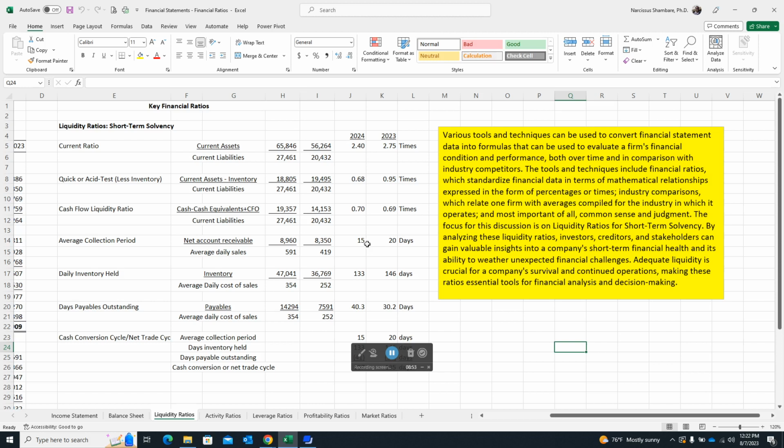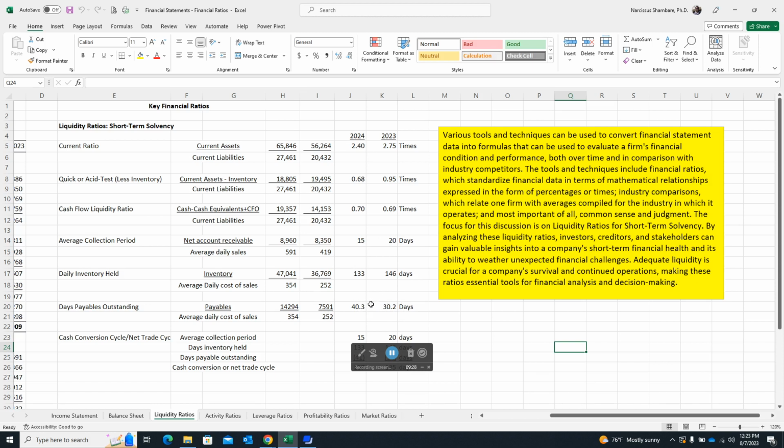In this particular case, you can see that in 2024, the average collection period is 15 days, and they actually expanded their payables range to about 40 days. So they've got plenty of time to collect the money so that the money is available before they actually pay their creditors, right? And of course, these numbers should not reflect an organization defaulting on their payments to their creditors.